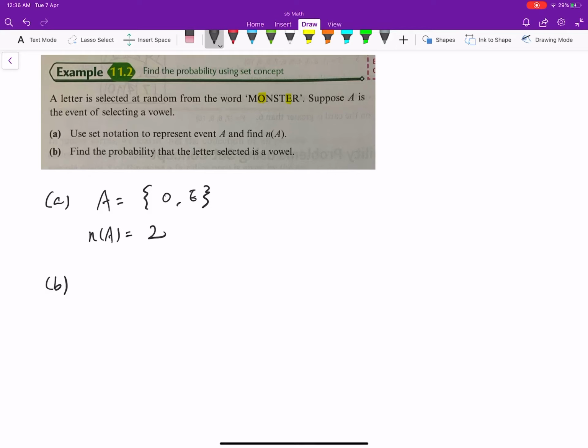And B, the probability that the letter selected is a vowel. Okay, so P will be equal to the number of elements in A over the number of elements in the sample space. So what is the sample space? The sample space means here, right?